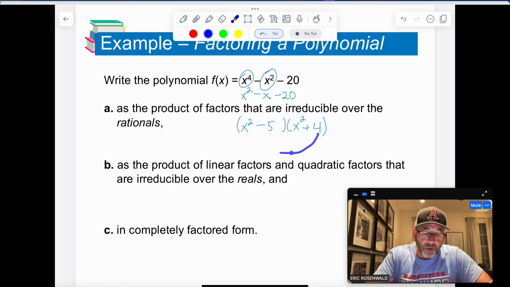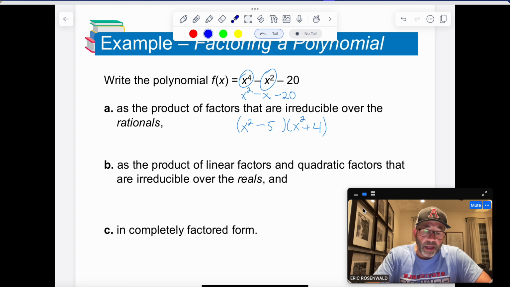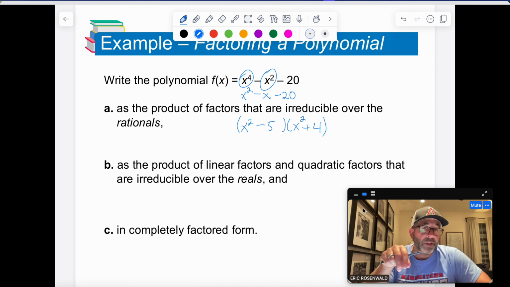If I take the 4 and the x squared, that's going to give me a 4x squared. And I take this right here and multiply it, that'll give me a negative 5x squared. And that negative 5 and 4 will give me that negative 1x squared that we had right there. Sorry. Okay, and then lastly, the negative 5 and the 4 just gives me the negative 20 right there. So you can kind of see where this is going here. It says to write it as a product of factors that are irreducible over the rationals.